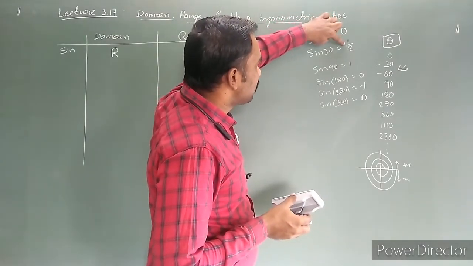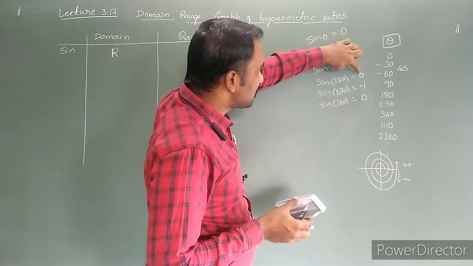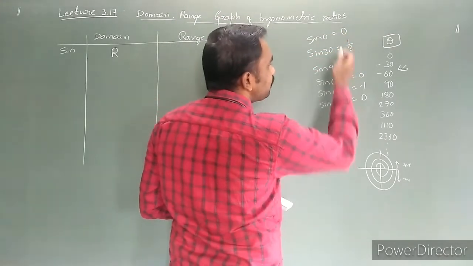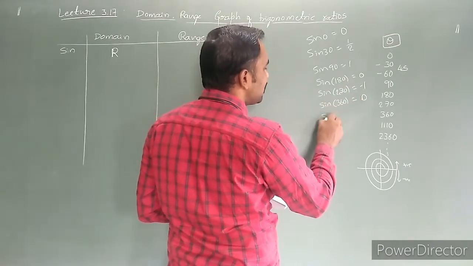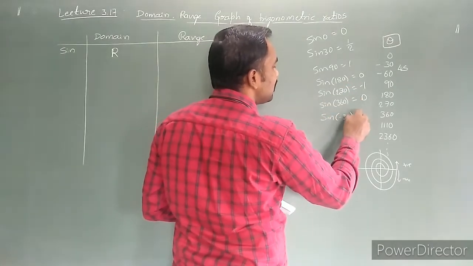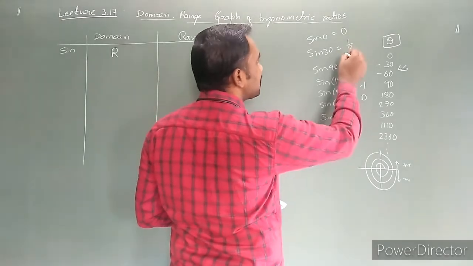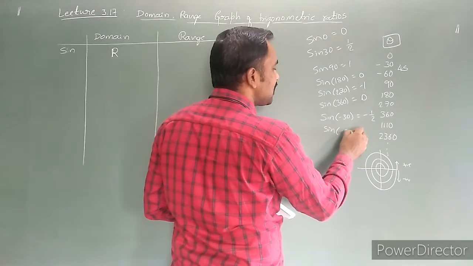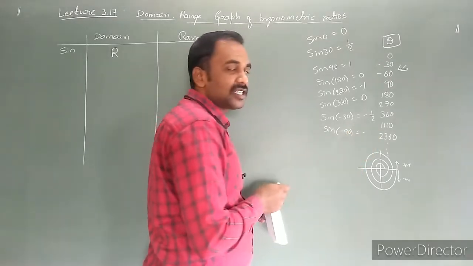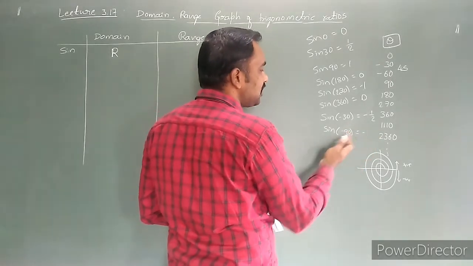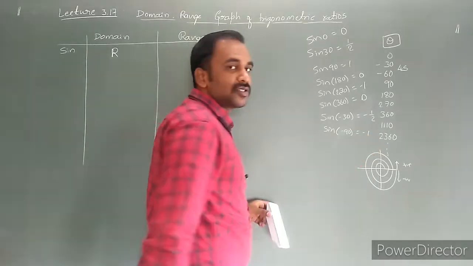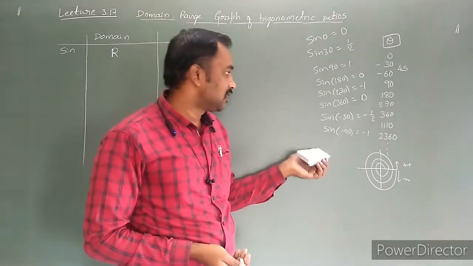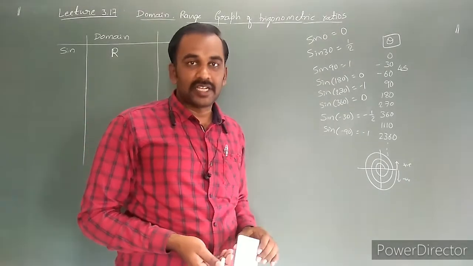0 is there, 1/2 is there, 1 is there, 0 is there again, -1 is there, 0 is there, and we'll get the same again. So like that, if you take the sine of -30, what is the sine of -30? It will be -1/2. Similarly, sine of -90: sine of minus theta is minus sine theta, so the minus stays outside, and sine 90 is 1, so -1.